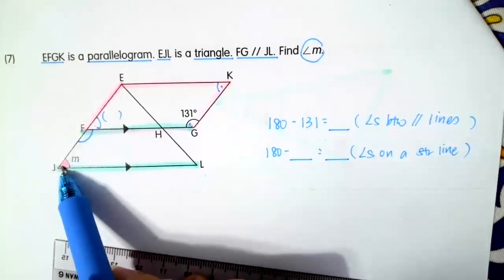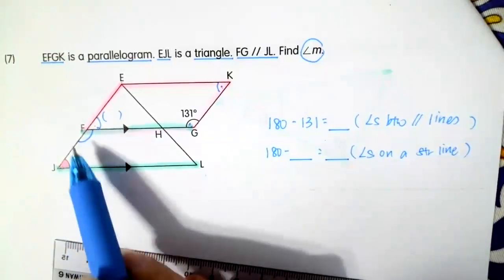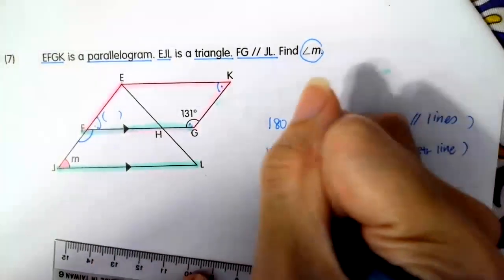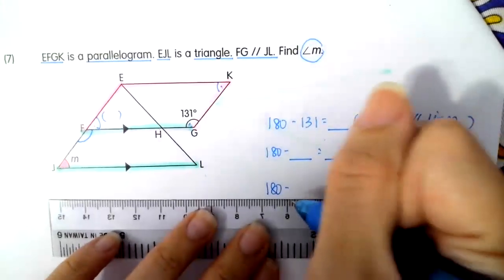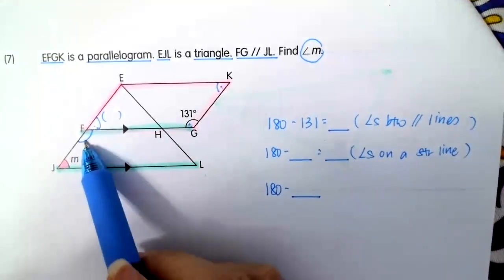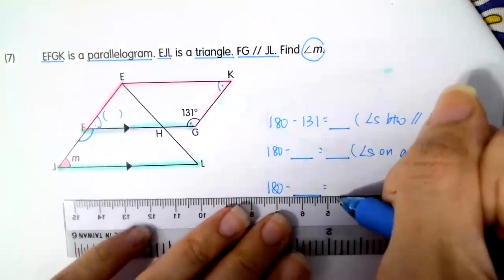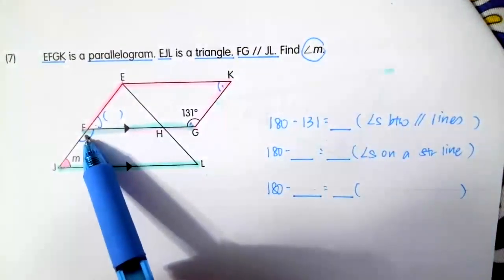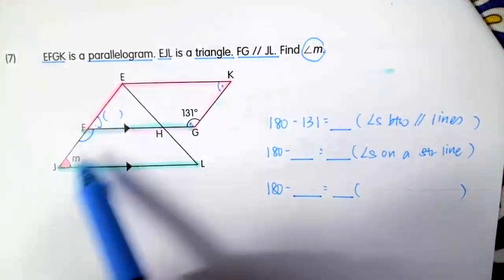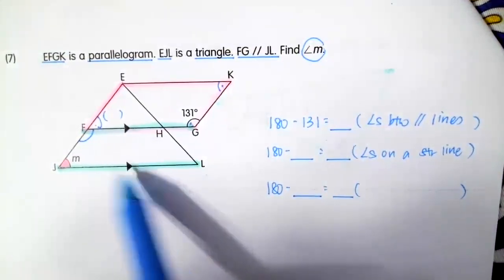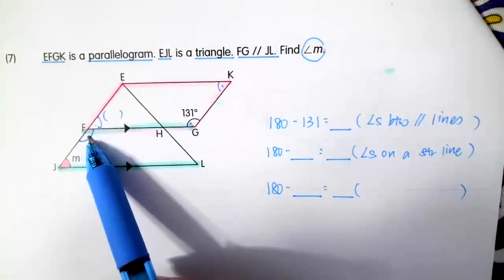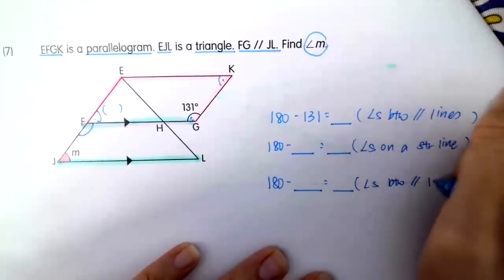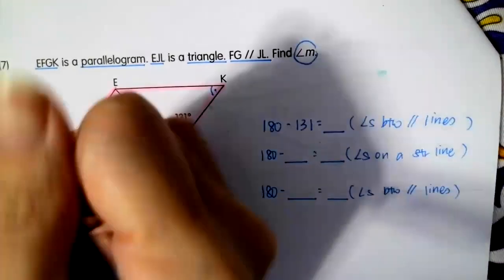And your last step to find angle M is because this is parallel lines, so angles between parallel lines add up to 180. So I'll take 180 minus this angle JFH to give me angle M. That's it. I say again, 180 minus angle JFH to give me angle M because angles between parallel lines. So these two add up to 180. So 180 minus this will give me angle M. Then you'll get angle M.